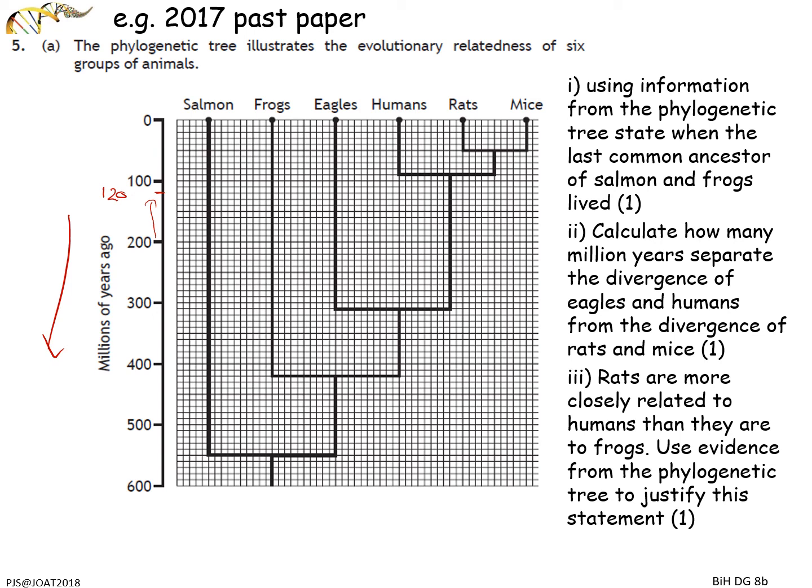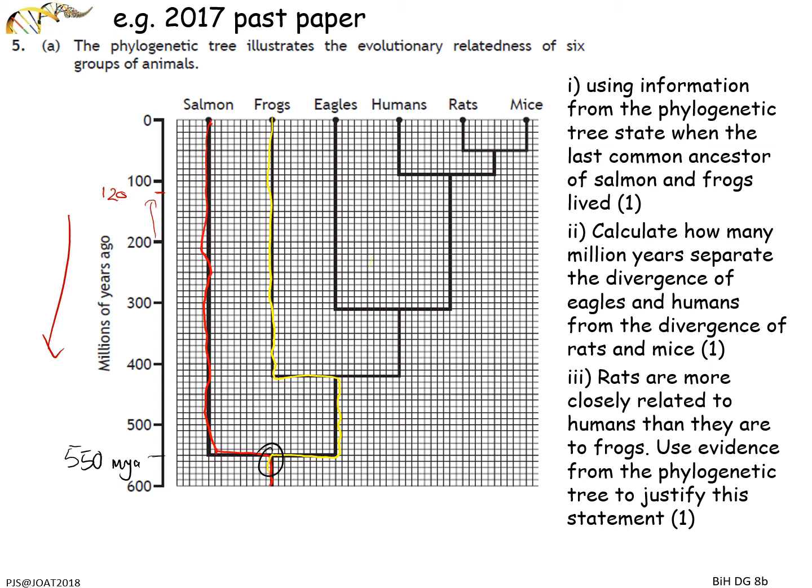Using information from the phylogenetic tree, state when the last common ancestor of salmons and frogs lived. Now remember, this is your paper in the exam, so there's nothing to stop you doing exactly what I'm doing here. Let's track the salmon back. There is the salmon's evolutionary path. Now let's put in the frog. Here's the frog's evolutionary path. So where did they match? Where did they meet up? That's where it was, so that's the ancestor you're looking for. And at least they've been reasonably nice here. It's 550, so we've not got that chance, so someone might have gone 650, so be careful there.